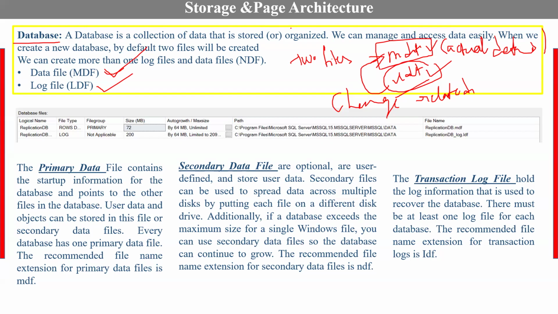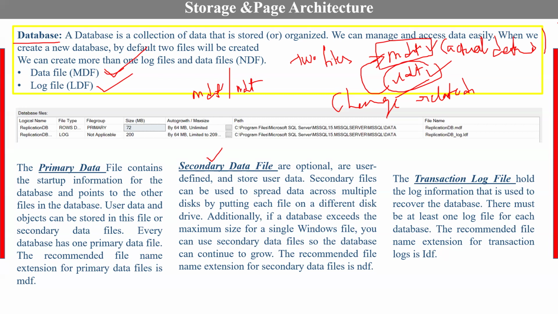Now, there is one more file, nothing but the secondary data file. There is one more file like MDF. We can also create the NDF file, the secondary data file. For every database, the MDF file is mandatory. By default, you will get the MDF file and it is mandatory.